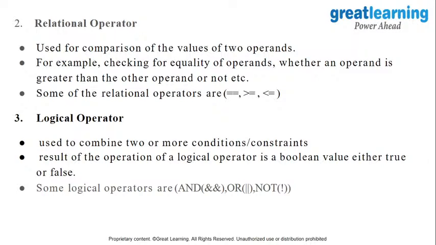Then we have logical operators. They are used to combine two or more conditions or constraints. What do I mean by that? Let's suppose you want a person to be in school only if his age is greater than 4 and his age is less than 25. How do you write it? You will use a logical operator wherein both these conditions are true, so you will use logical AND. Only if his age is greater than 4 and less than 25 can he go to school.